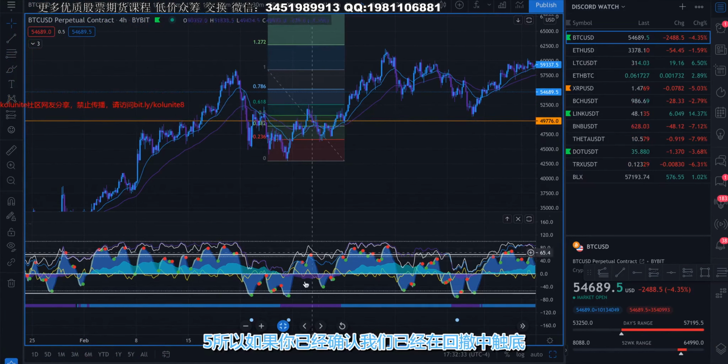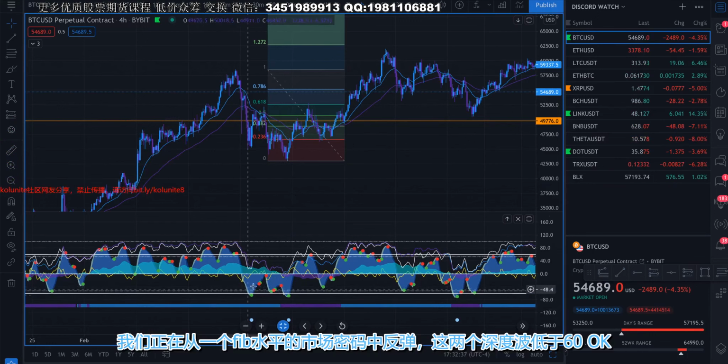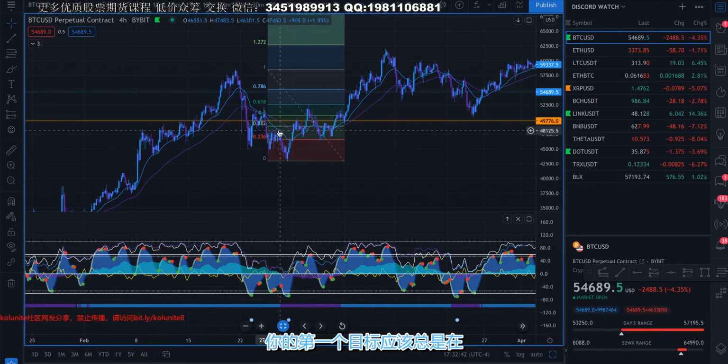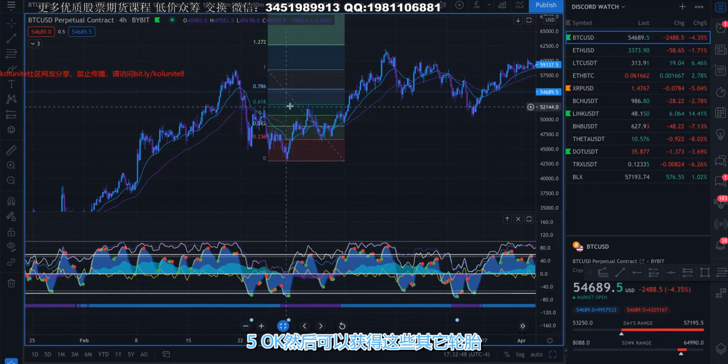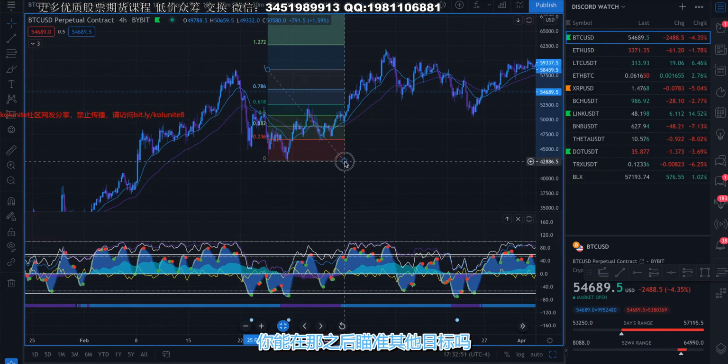So if you have confirmed that we've bottomed out on a retracement, we're getting a bounce off a fib level, Market Cipher has printed these 2 deep waves below the 60, okay? Your first target should always be between the 0.382 and the 0.5, okay? And then you can shoot for these other targets after that.